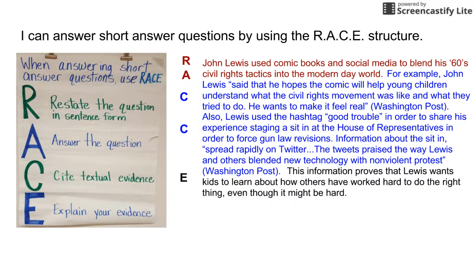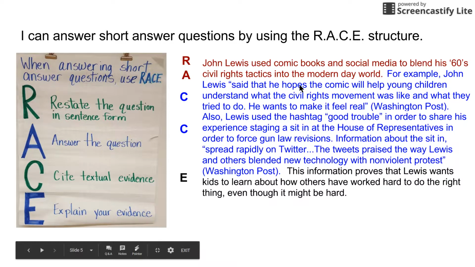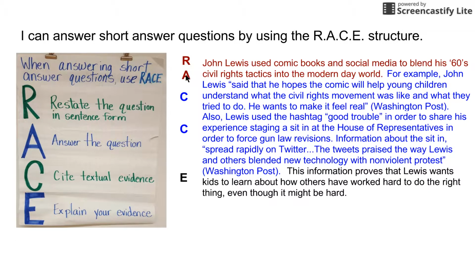So next time you are asked to use the RACE structure to answer a short answer question, the restated question and answer typically are in the same exact sentence, followed by 2 pieces of specific textual evidence. You may choose to paraphrase the evidence, or you may choose to use a direct quote. A direct quote requires an in-text citation. Finally, the wrap-up sentence: explain your evidence. Explain how your cited evidence proves the answer.